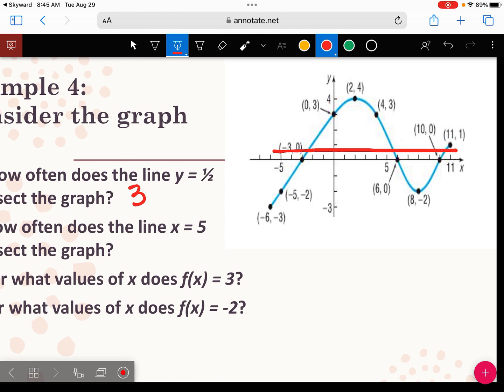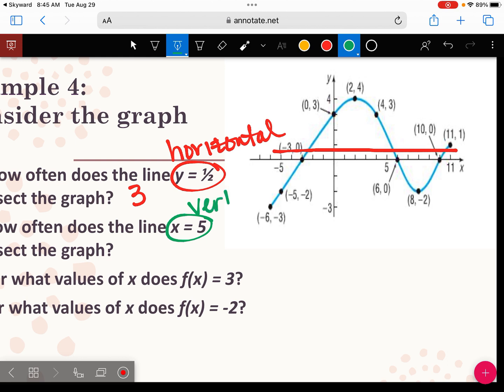And if you draw a vertical line, because y equals is horizontal, x equals is vertical. A vertical line at x equals 5 would be about here. How many times does that green line cross through the graph? Once, good. So the answer to part M is 3, and the answer to part N is 1.